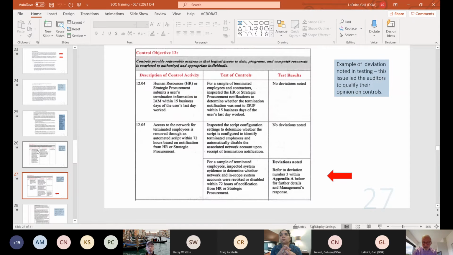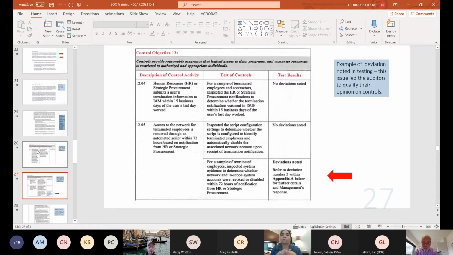Now, conversely, on slide 27, control objective 12. So the control objective is controls provide reasonable assurance that logical access to data, programs, and computer resources is restricted to authorized and appropriate individuals. So as you see with the red arrow in the test results, it says deviations noted. So this is the example where they describe their automated process to terminate employees. So if you read the 12.05 there, it says access to the network for terminated employees is removed through an automated script within 72 hours based on notification from HR or strategic procurement.